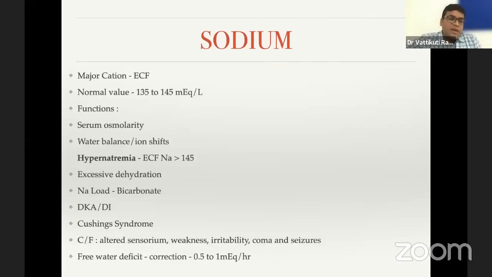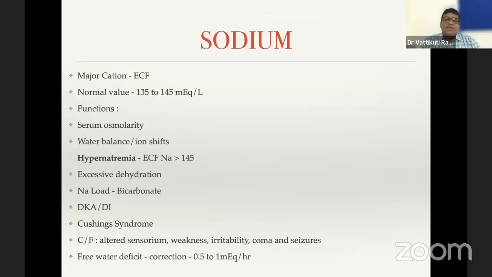And you see hypernatremia when the extracellular sodium goes more than 145. We call it hypernatremia. There are multiple causes for this, like excessive dehydration, or sodium load, like when you give sodium bicarbonate to the patient, you invariably end up having hypernatremia, or 3% saline. So it causes hypernatremia.